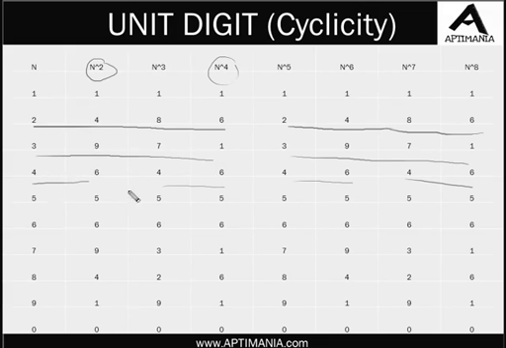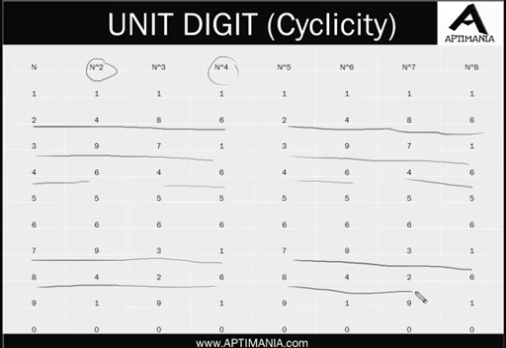Number 5 will always end in 5 only, 6 in 6 only, then 7 again follows the cyclicity of 4: 7, 9, 3, 1, 7, 9, 3, 1. 8 again follows the cyclicity of 4: 8, 4, 2, 6, 8, 4, 2, 6 again.